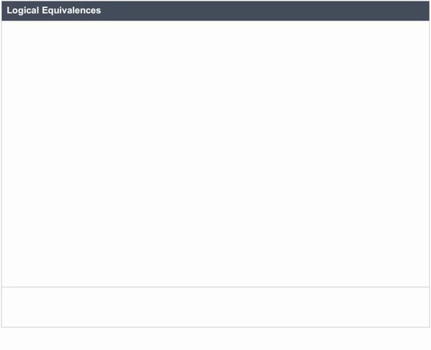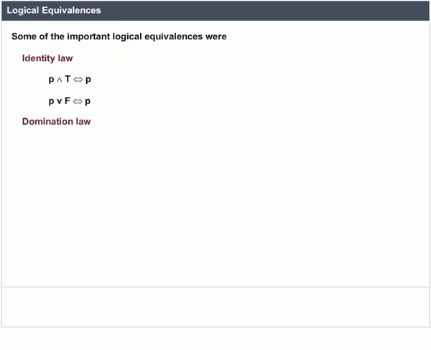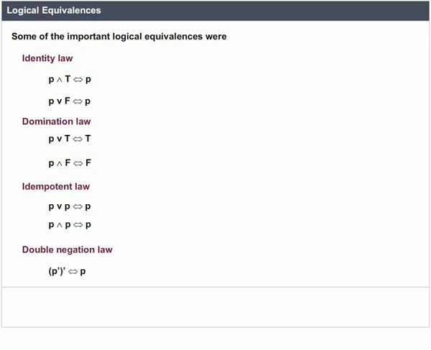Logical equivalences. Some of the important logical equivalences were: identity law, P and T if and only if P, P or F if and only if P. Domination law, P or T if and only if T, P and F if and only if F. Idempotent law, P or P if and only if P, P and P if and only if P. Double negation law, not not P if and only if P.